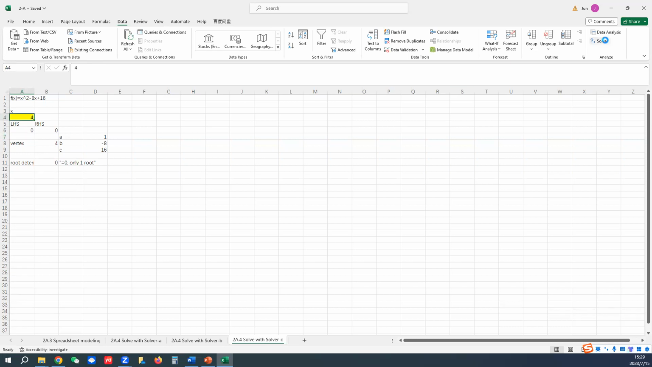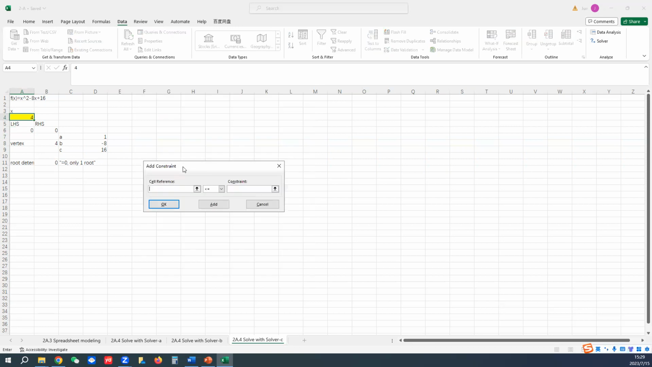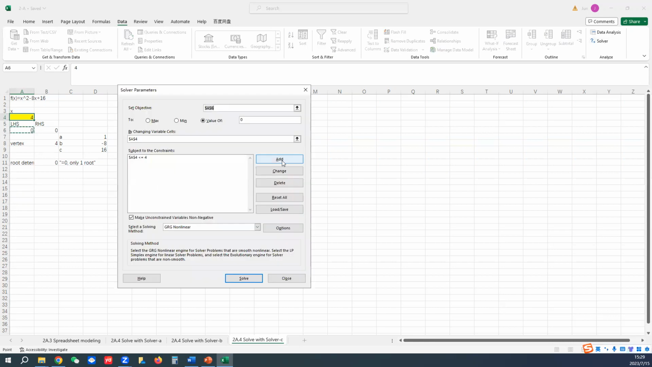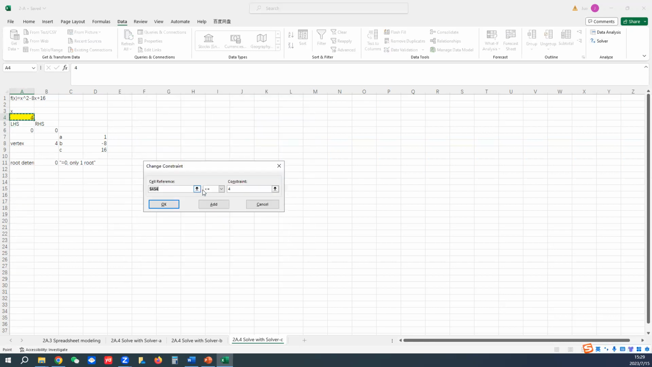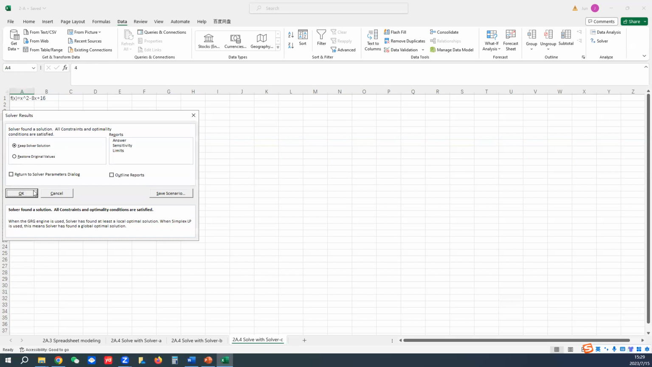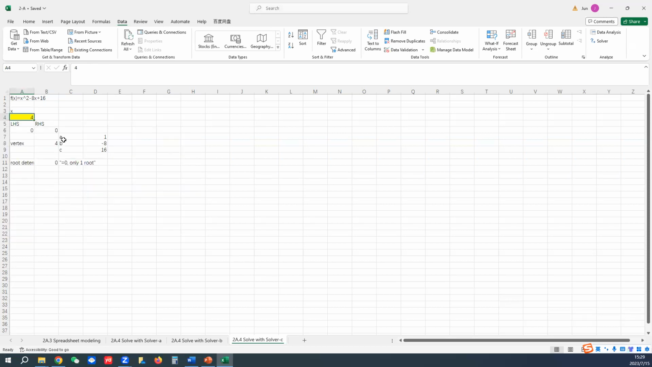And here you can also double check by adding a constraint. So x is smaller than or equal to 4. That's this result. And then change that into greater than or equal to 4. That's the same result. So it tells you there is only one root, which is x equal to 4.